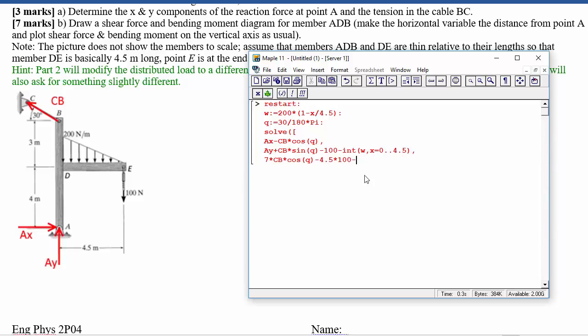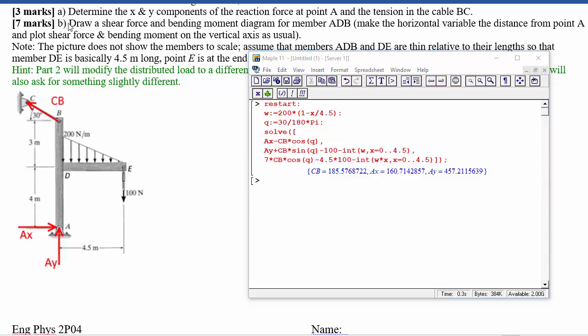Now the other thing that we're going to have is similarly minus the integral of W times X from X is 0 to 4.5, because adding up a little bit of force component was integrating W dx. Adding up a little bit of torque component would be integrating X times W dx. So that should do it. Okay.